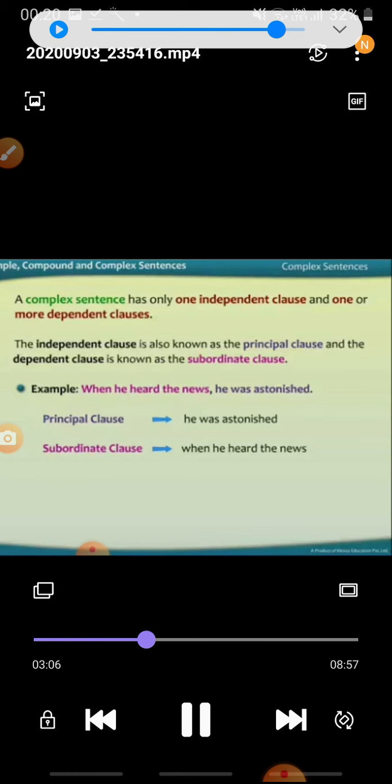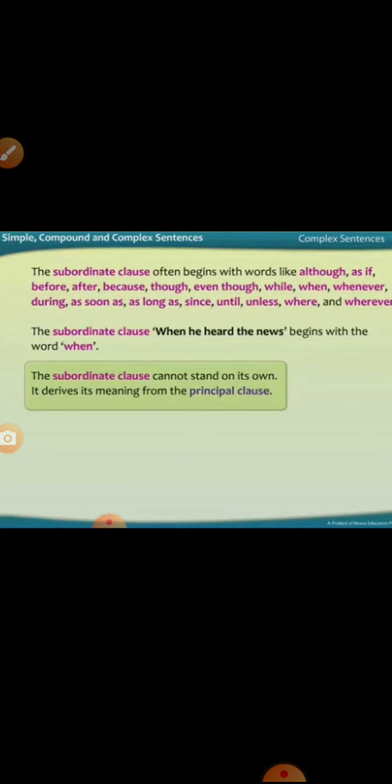He was astonished is the independent clause, or you can say principal clause here, and the dependent clause is when he heard the news. As I told you, in compound sentences, clauses are joined by using coordinating conjunctions and, but, or, so. In complex sentences, the dependent clause starts with words like although, as if, before, after, because, though, even though, while, when, whenever, during, as soon as, as long as, since, until, unless, where, and wherever.